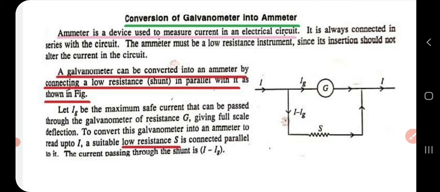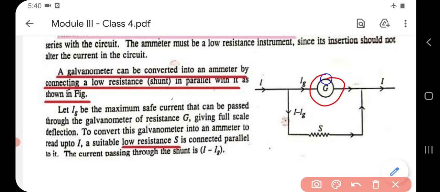Now you can convert a galvanometer into an ammeter by connecting a small resistance, or a low resistance called shunt resistance, in parallel with it, as shown in the figure. See, this is a galvanometer. You are connecting a low resistance called shunt resistance parallel to galvanometer G.